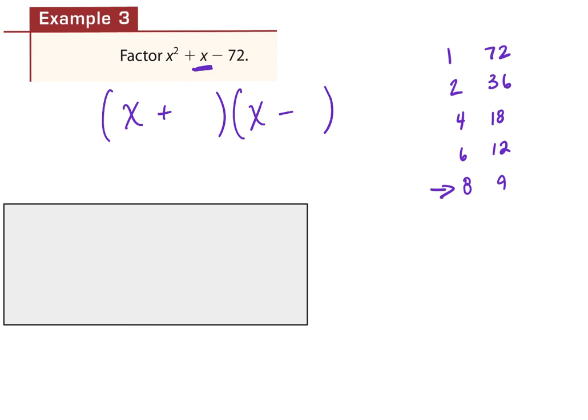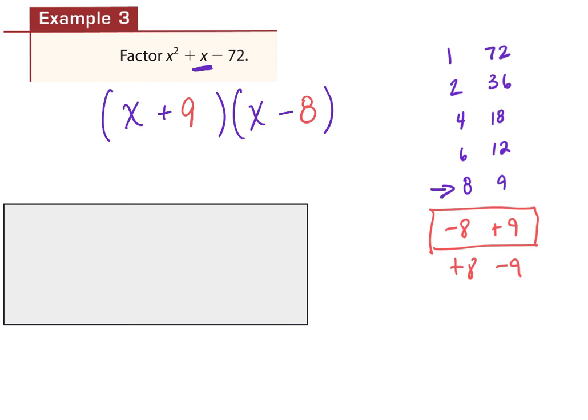I want a positive 1. So if I did a negative 8 and a positive 9, that would work. How do I know it's not positive 8 and negative 9? That would still give me negative 72, wouldn't it? But what happens in the center if I do that? It's going to be a negative 1, right? I don't want a negative 1. I want a positive 1. So my larger term has to follow my middle term, okay? Meaning my larger, the 9, has to be positive here.